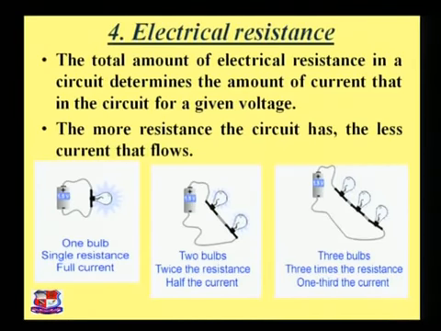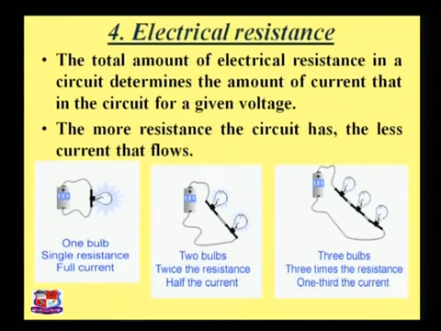Here is one example. Figure A contains one bulb, which looks like a single resistor. So what happens? With a single resistance, the flow of current is high, which means the intensity of the bulb is also very high. You can see that. But in figure B, when we put another bulb in the path of the circuit current, the resistance becomes twice. The current is divided into two bulbs, so the intensity of the bulbs decreases, as per the figure.